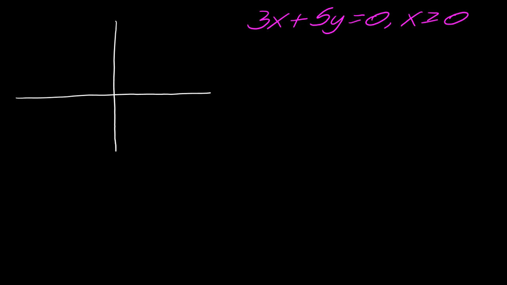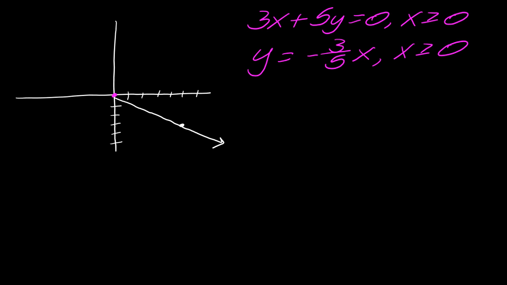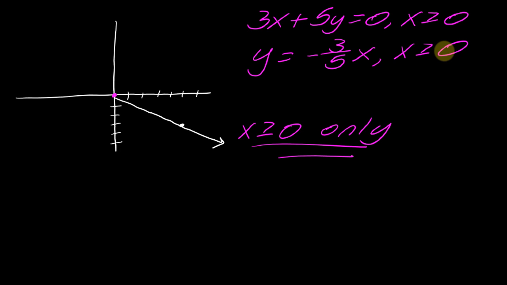So first things first, I need to draw my 3x plus 5y equals 0. I'm going to rewrite that into slope-intercept form because it makes my life easier. If I just solve for y, I get negative 3 over 5x. Okay, I have graphed negative 3 over 5 here. And remember, x has to be greater than or equal to 0, so it's going to start here at 0, and this is the greater than direction. Anything over here, the x's would be less than 0. So make sure that you've got your picture right, okay?